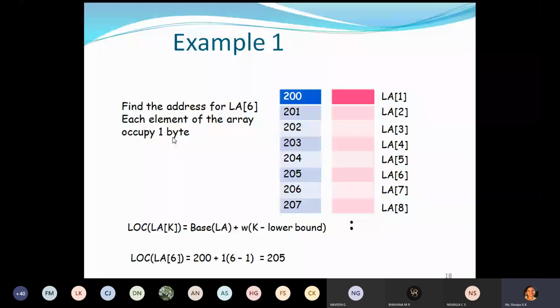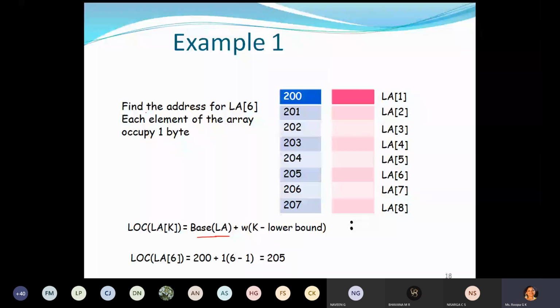So how do we find the address of LA of 6? There is a formula: location of LA of K is given by base address plus W into K minus lower bound. Are you following? Note down. Write this figure; I will give you time. Write down the question: find the address of LA of 6 for this snapshot. The elements which are stored are not important now. For us, finding the location is important. Question clear?